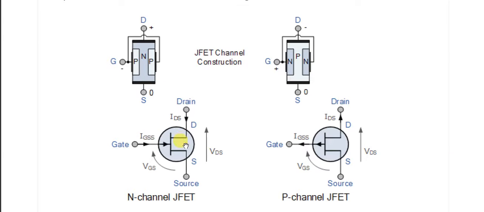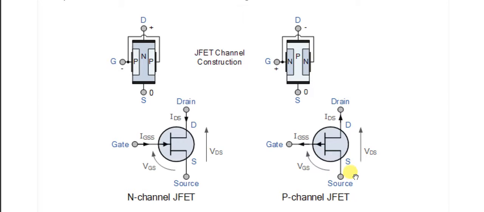We will see the thorough construction as well. This is the symbolic notation for the N channel. You can see the arrowhead is going into the plate, and the other two are the drain and the source. For the drain, the potential is applied from positive to negative at the source, and the gate polarity is kept negative in case of the N channel bar, and positive in case of the P channel bar.